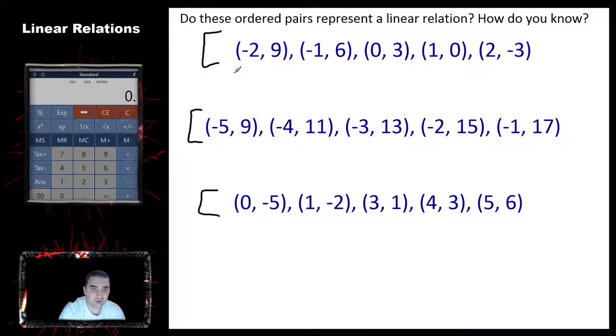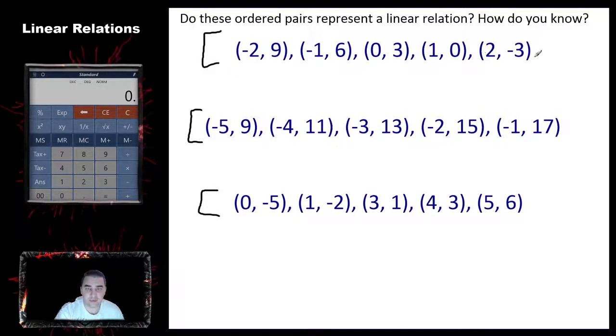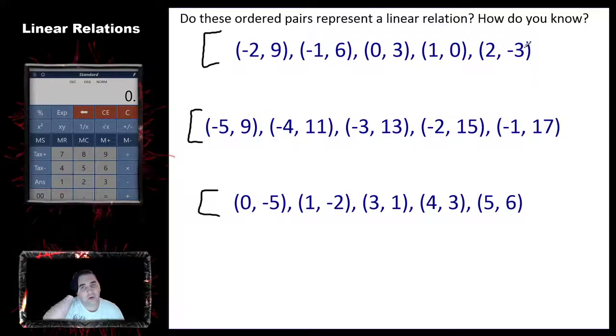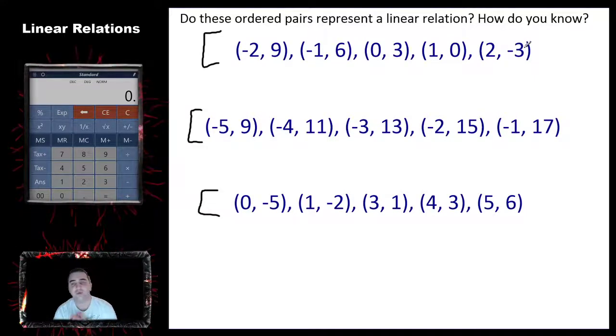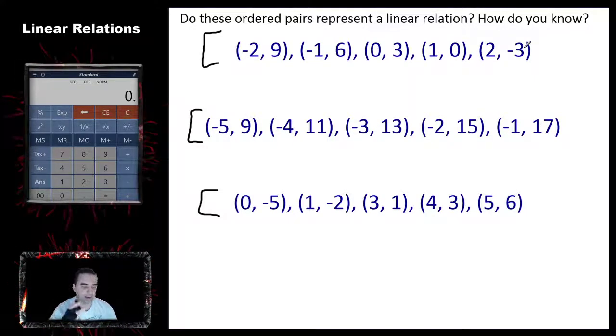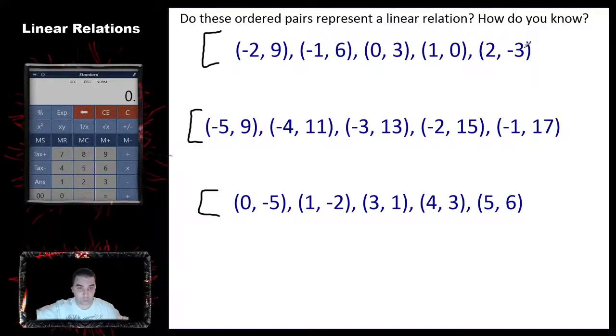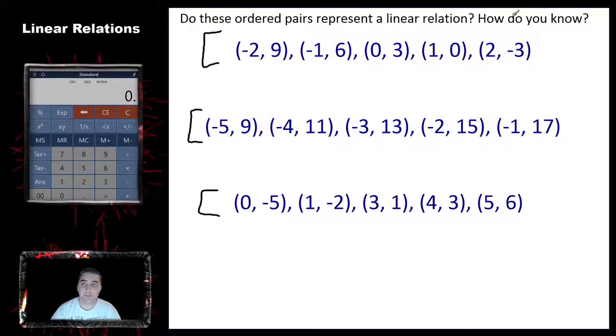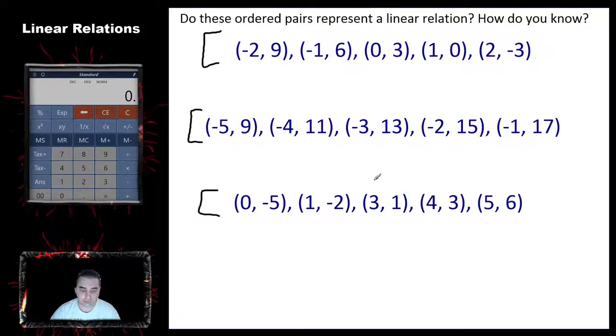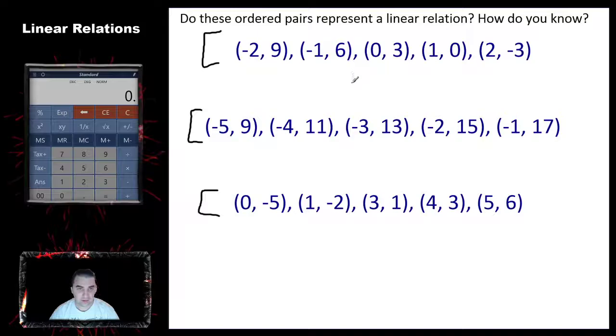So, in this first one, -2, 9, and so on, you would do this a couple different ways. You could either create a table of values like I did and just look at the steps. You could also graph them and see if it does form a predictable line. What I'm going to show you is how to use an online tool just for graphing, for using table of values and that sort of thing.